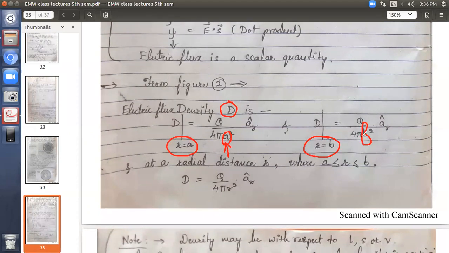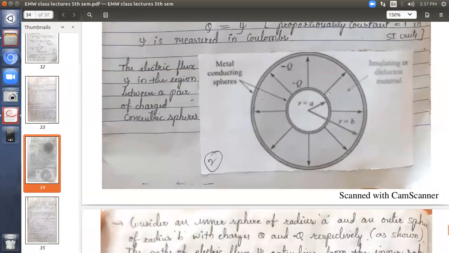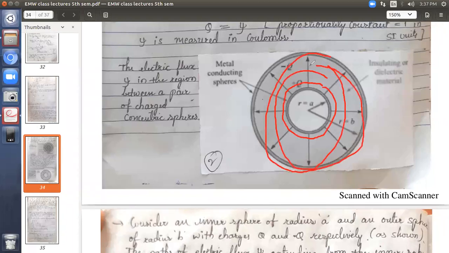So Q by 4 pi R square. In general, R may be either small a or small b. In general, I have written here D equals Q divided by 4 pi R square into a_R. R is some radial distance, and that R can be any value here. Either it can be a, or it can be here, or it can be totally outside the sphere.